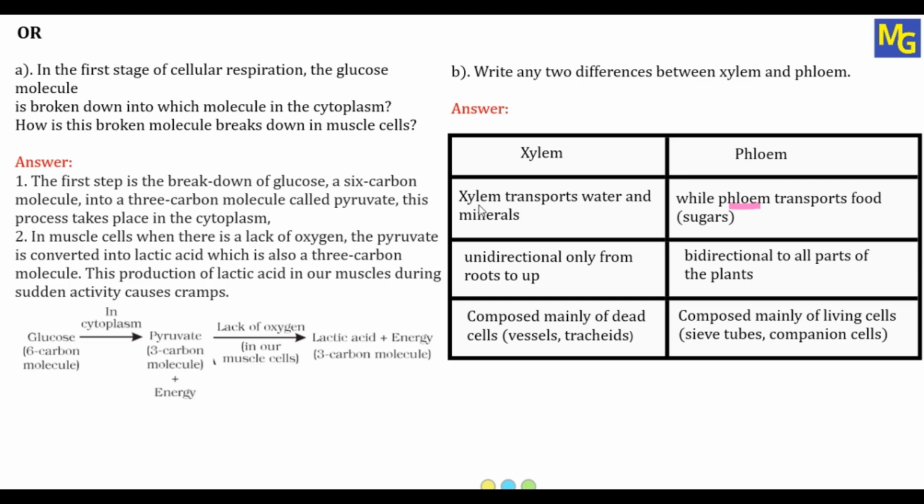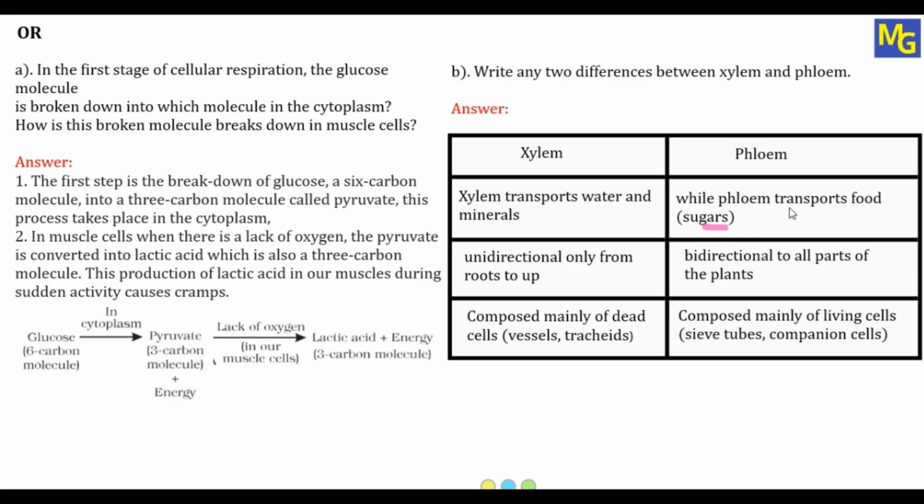So the first point is xylem transports water and minerals. Remember, what is the role of xylem? Once the root absorbs the water which has minerals, these water and minerals are transported to all parts of the plant with the help of xylem. Now, what about phloem? Phloem transports food, that is nothing but sugar.